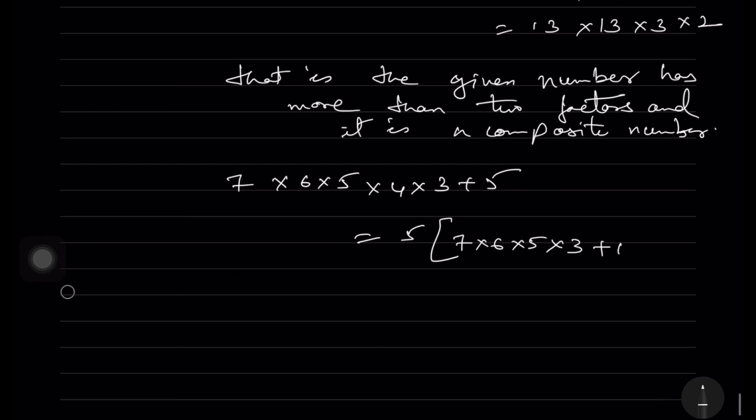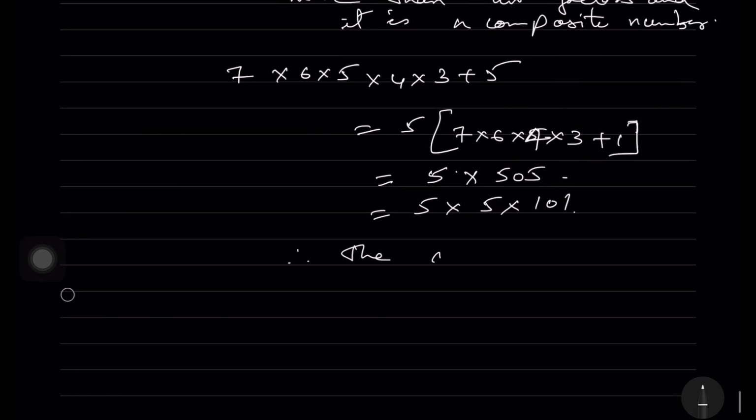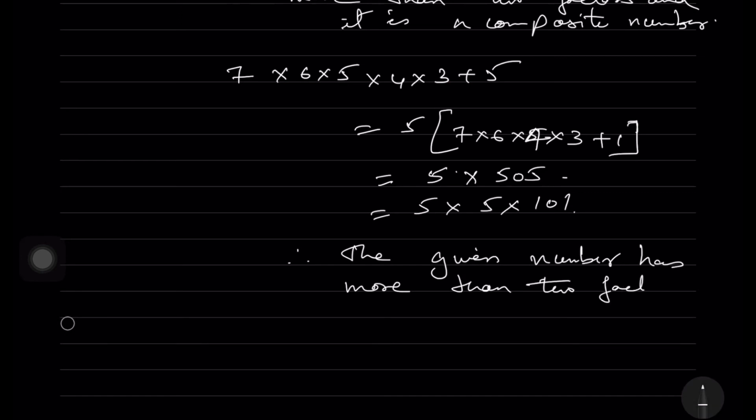Now 7 into 6 into 5 into 4 into 3 plus 5 can be written as 5 into (7 into 6 into 4 into 3 plus 1). We are not writing 5 inside because 5 into 1 is nothing but the same number, plus 1. So 5 into 505, which is equal to 5 into 5 into 101. So again the given number has more than 2 factors, 5 and 101. Therefore it is a composite number.